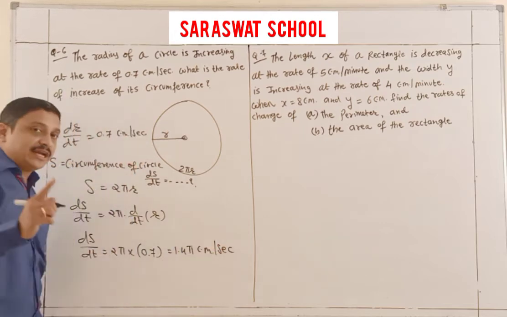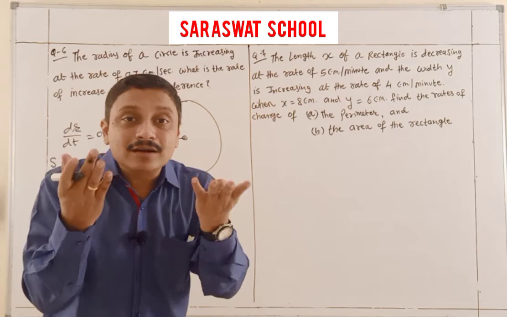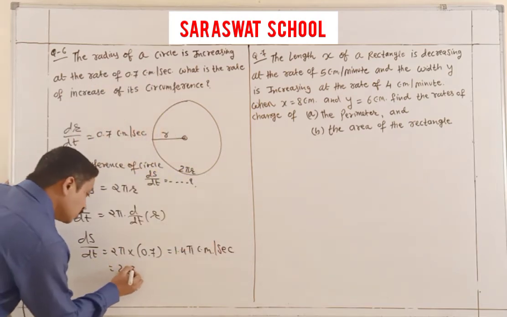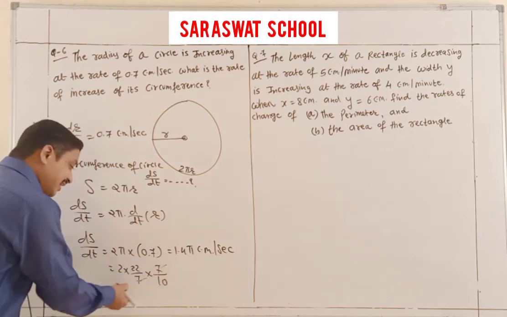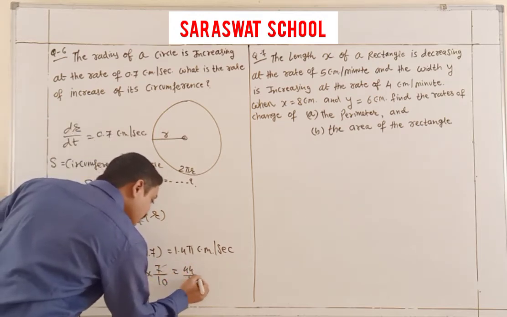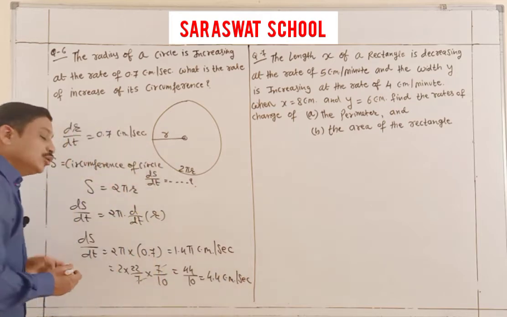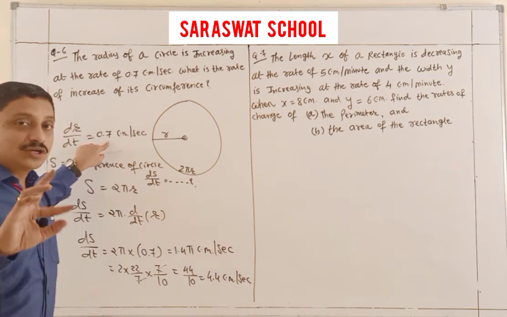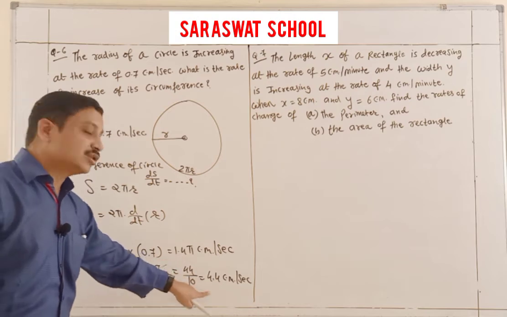You don't write down centimeter square. It is not the area changing. It is the circumference changing. This answer is true. If you further calculate, this is also true. 22 by 7 and 7 by 10, cutting. 22 times 2 is 44 by 10, which is 4.4 centimeter per second. That answer is also true. If your radius changes with respect to time, then the circumference also changes. Both answers are correct.